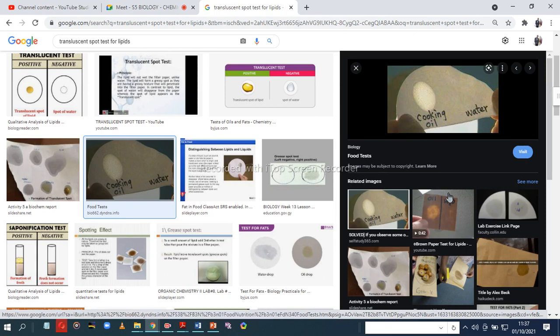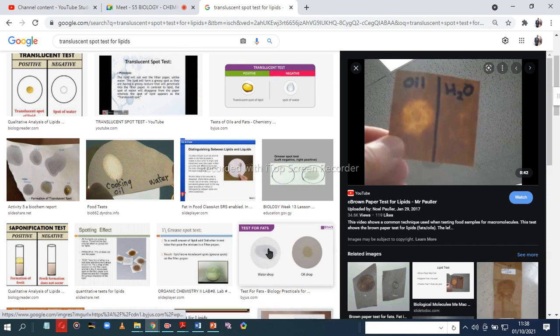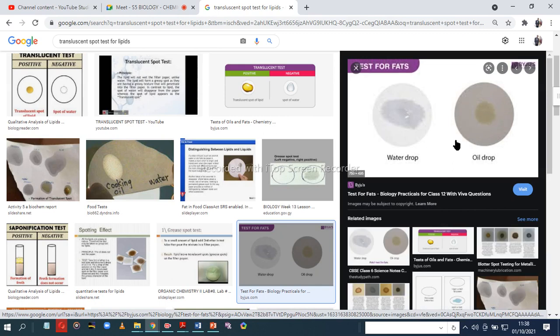So lipids do form a translucent spot. Okay? You can have a look on the paper. No other food substance can form this. So if you form this, then it shows that the food contains lipids. And this spot, by the way, is permanent. For water, when you leave this filter paper to dry, it will become normal again. But this one where the lipid has been, it will stay like this. So the spot is permanent.